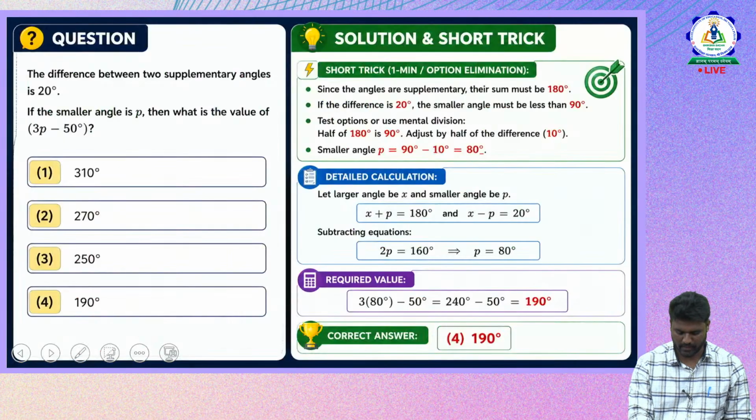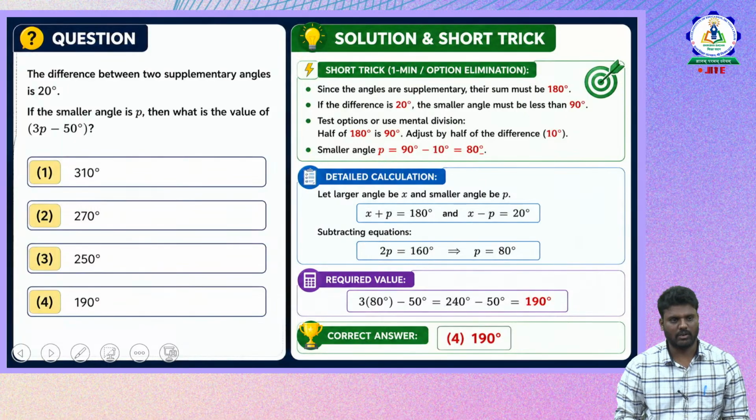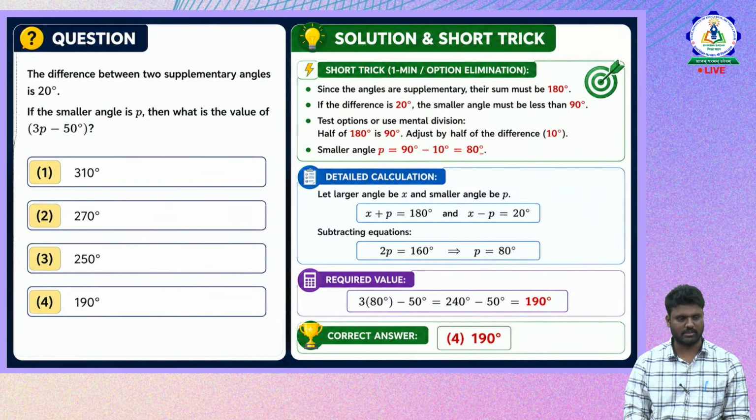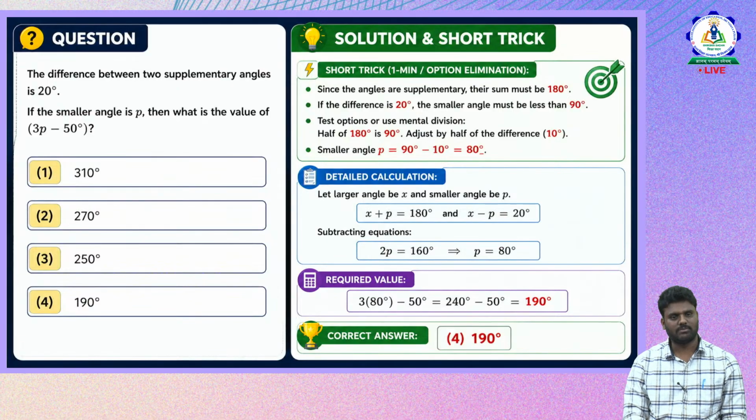Now let us see one question, a previous year question. The question is like this: the difference between two supplementary angles is 20 degrees. If the smaller angle is P, then what is the value of 3P minus 50 degrees? The options are: Option 1 is 310 degrees, Option 2 is 270 degrees, Option 3 is 250 degrees, Option 4 is 190 degrees.